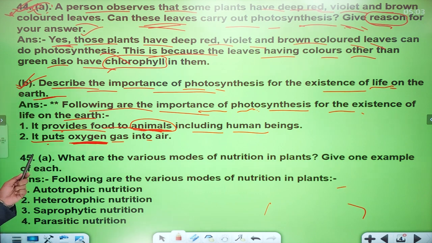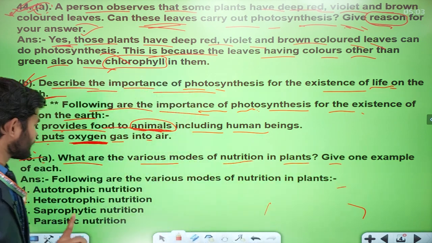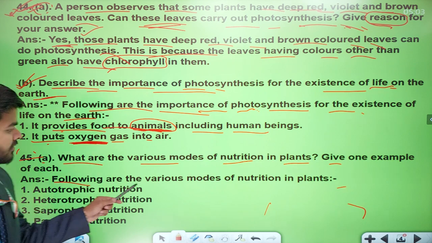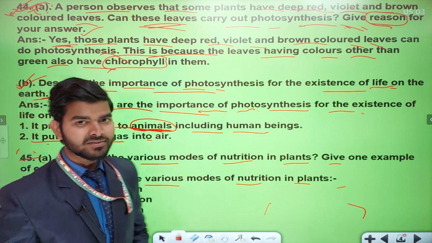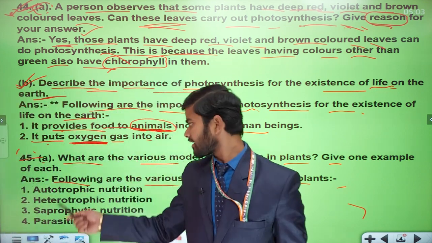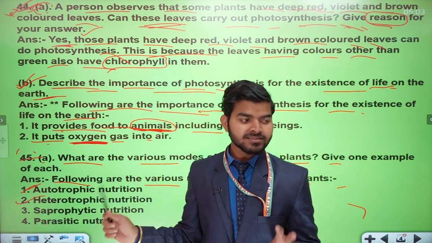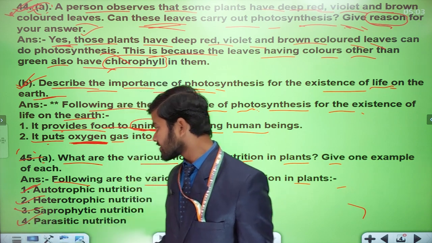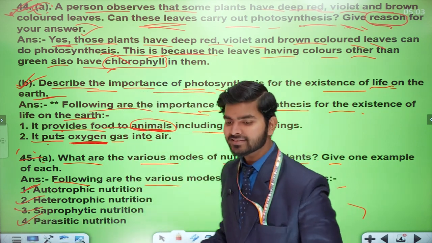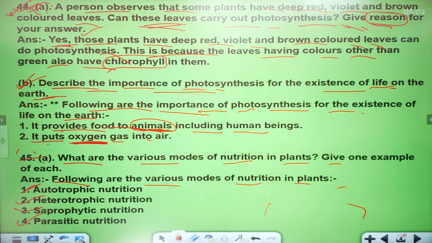Next question, that is question number 45A. The question here is, what are the various modes of nutrition in plants? Give one example. Okay, don't worry. Following are the various modes of nutrition in plants. I have told you there are two modes of nutrition. The first one is the autotrophic mode of nutrition, the second one is the heterotrophic mode of nutrition. But other than these, I have already also told you about the saprophytic mode of nutrition and the parasitic mode of nutrition. But the question here is to give some examples of these modes of nutrition. Okay, no problem. Let us see.